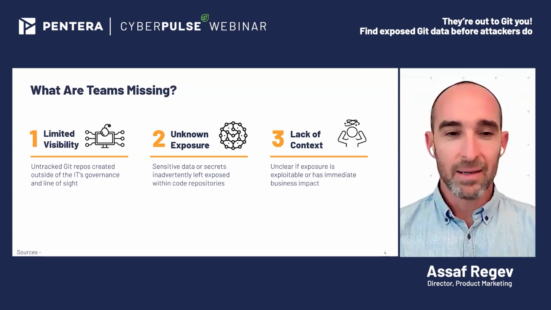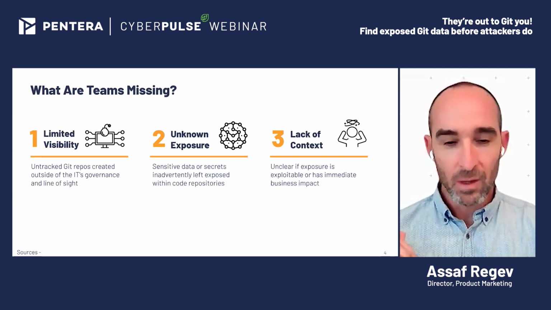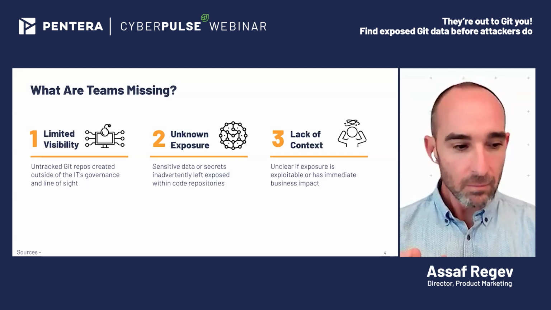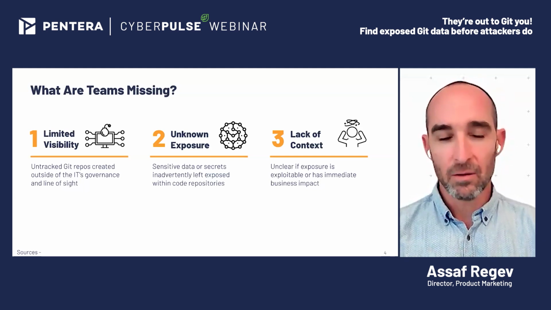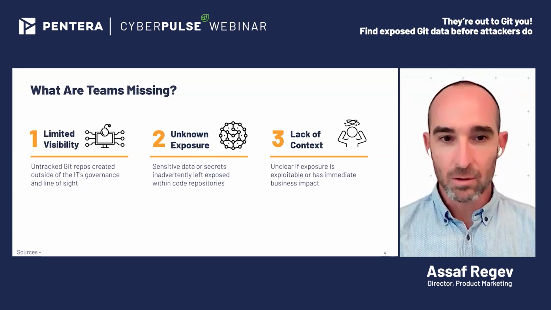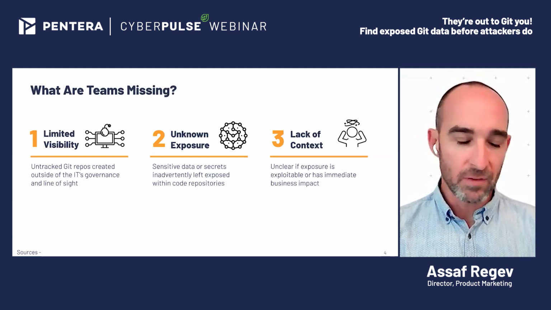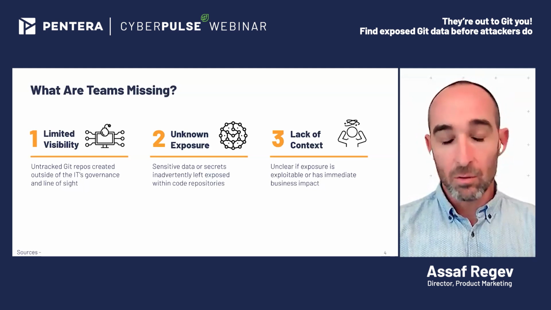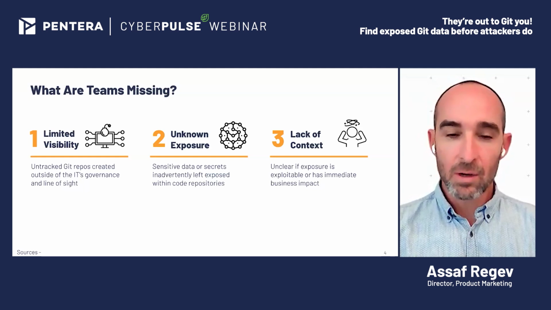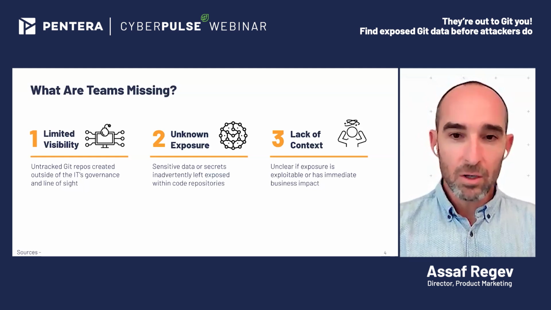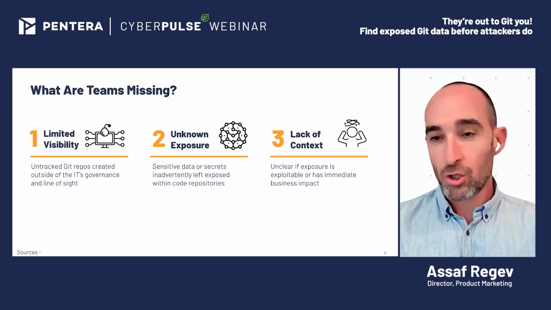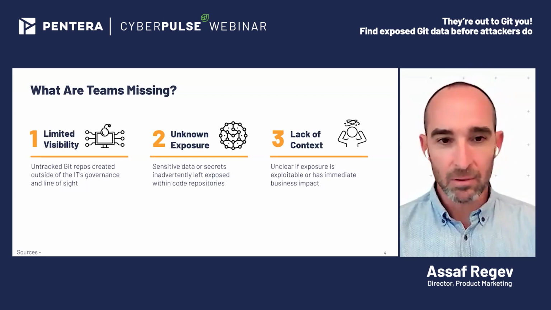It's a massive issue. And I think the third one is probably the hardest, and the one we need to put the real focus on, and that's the context. Even when exposure is found, how do your teams know if it's exploitable? How do you know what the fallout might be should that information be out there?